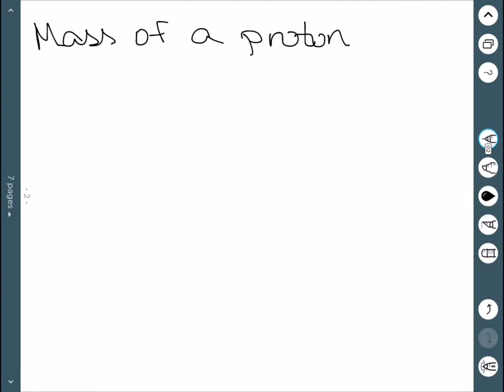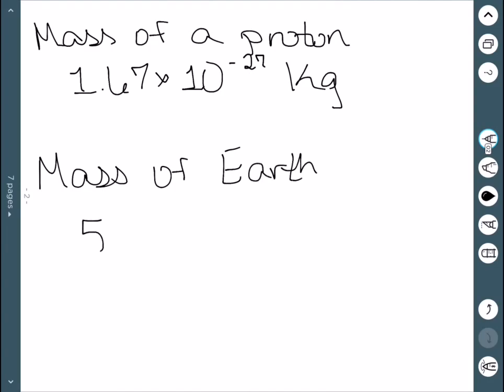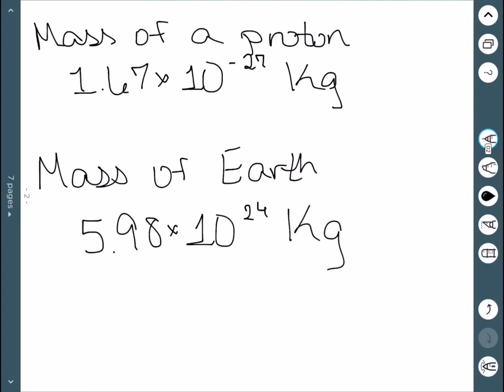And we write this as 1.67 times 10 to the negative 27 kilograms. You can also look at really big numbers, like the mass of the planet Earth, which is 5.98 times 10 to the 24 kilograms. So these are examples of numbers in scientific notation.